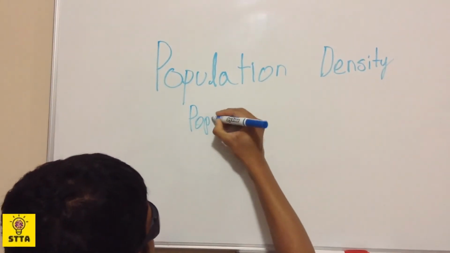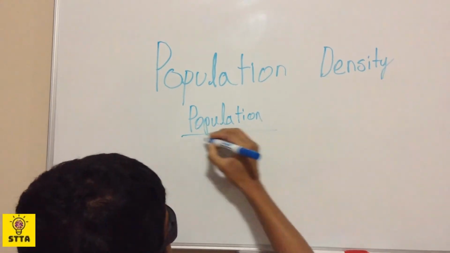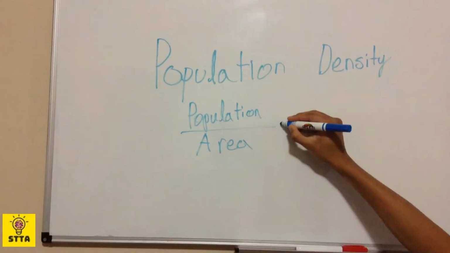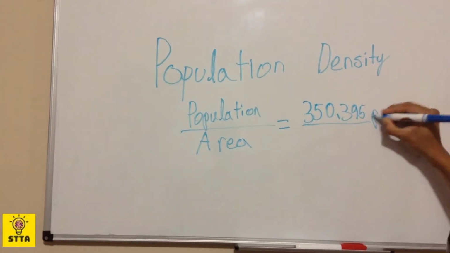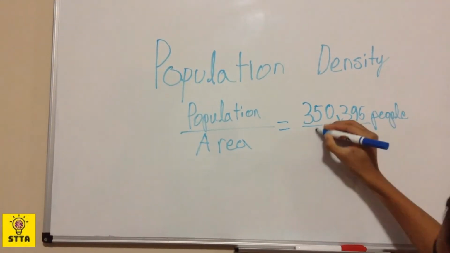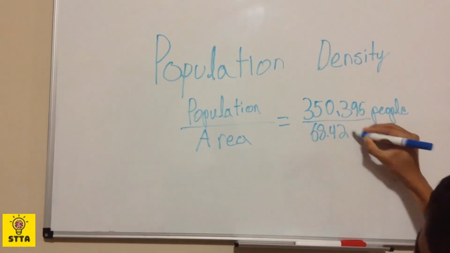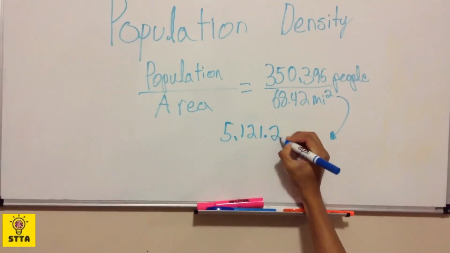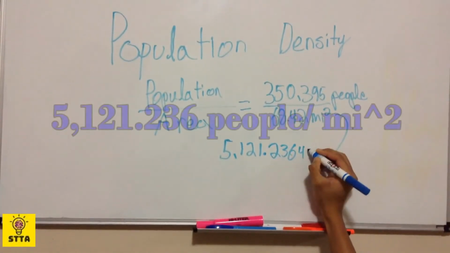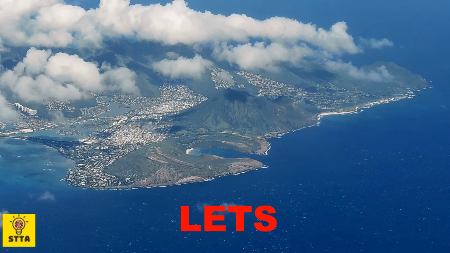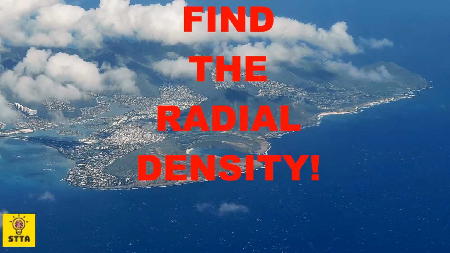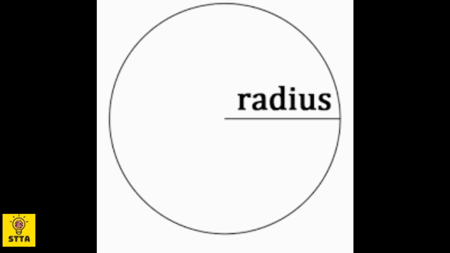We can do this by simply dividing the total population of the city by the total area of the city. And for Honolulu's case, that will be dividing 350,395 people into 68.42 square miles, giving us a population density of 5,121.236 people per square mile. This information would be used later to find the radial density of the city, but first we must get the radius of the city.